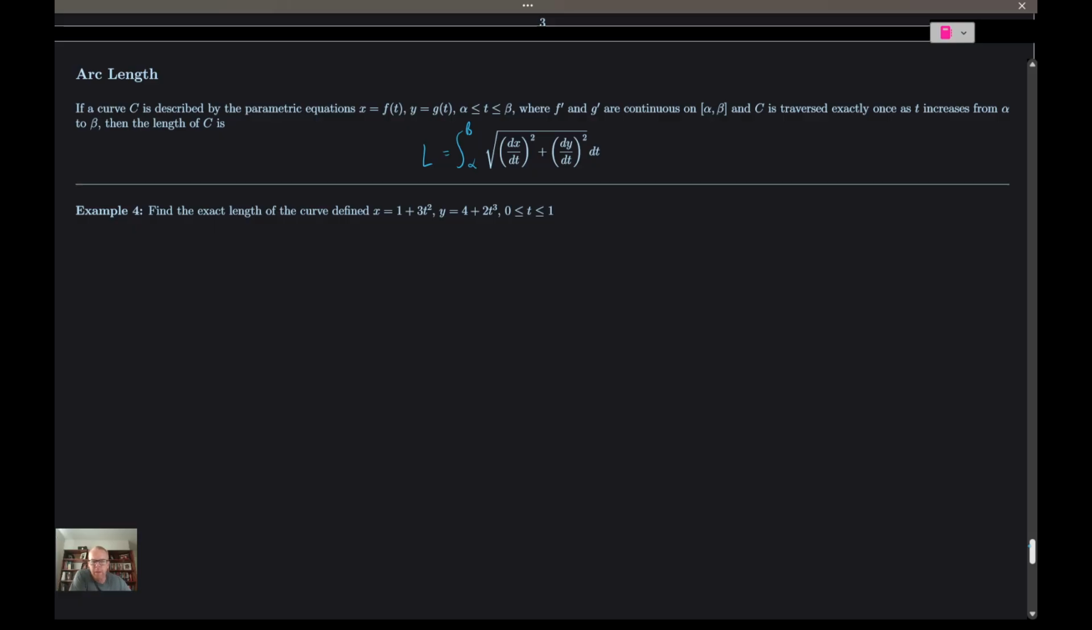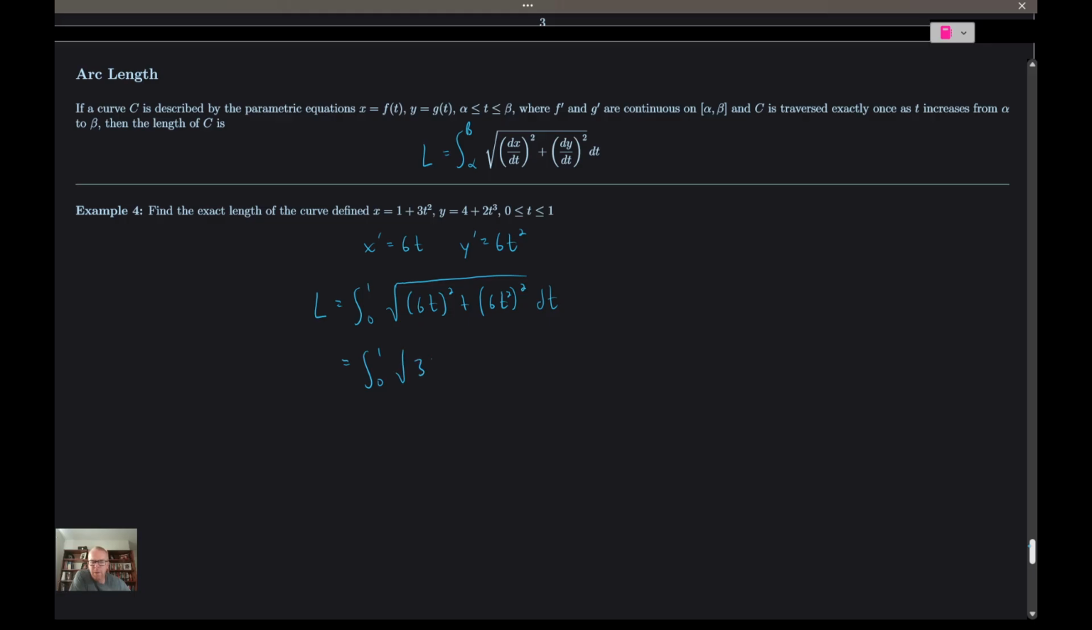So let's see how this works. We need to find x prime and we need to find y prime. So we have x prime is 6t, y prime is 6t squared. And then t goes from 0 to 1. So our arc length will be the integral from 0 to 1, square root of (6t) squared plus (6t squared) squared dt.